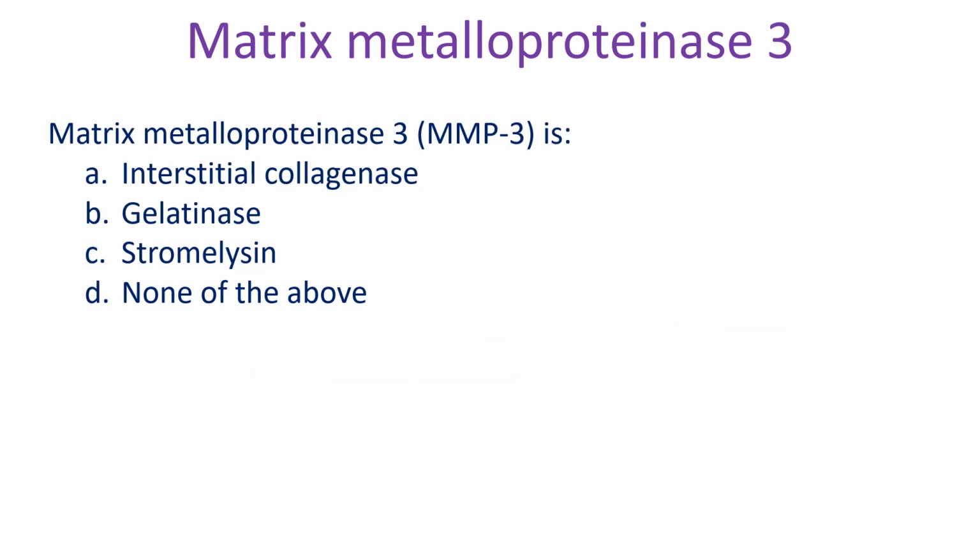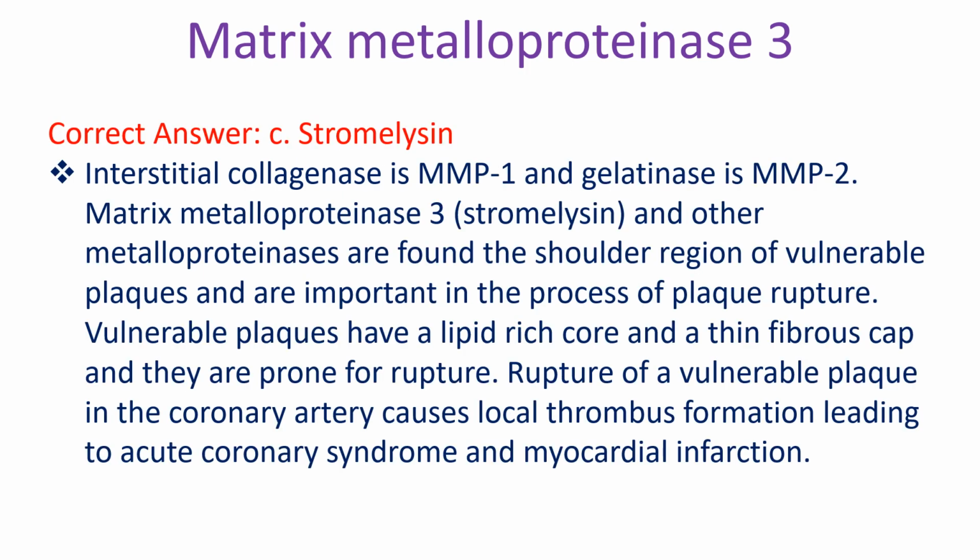Matrix metalloproteinase 3 is A. Interstitial collagenase, B. Gelatinase, C. Stromalysin, D. None of the above. Correct answer C. Stromalysin. Interstitial collagenase is MMP1 and gelatinase is MMP2.